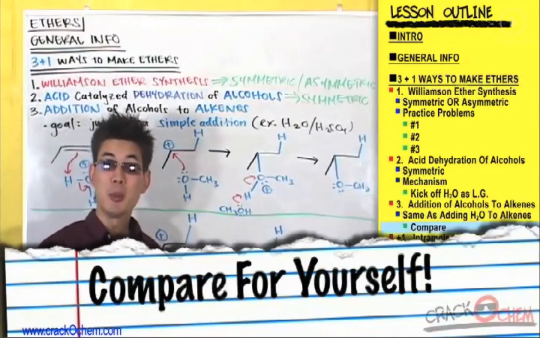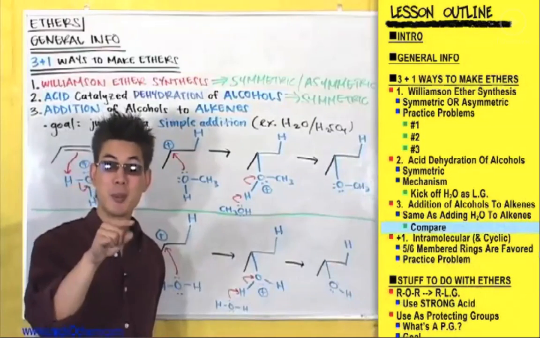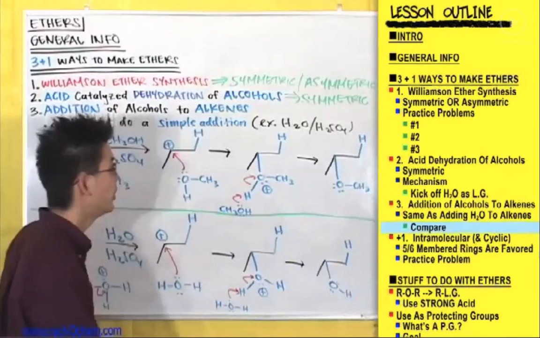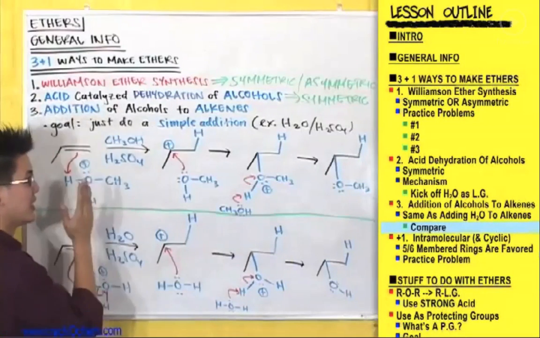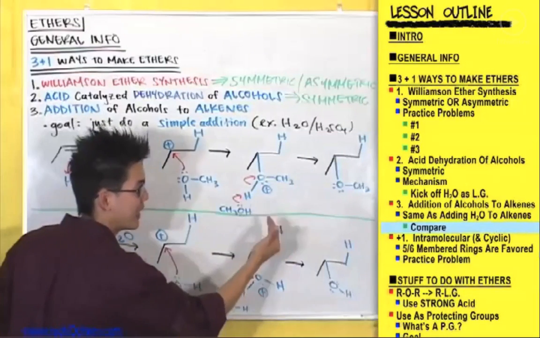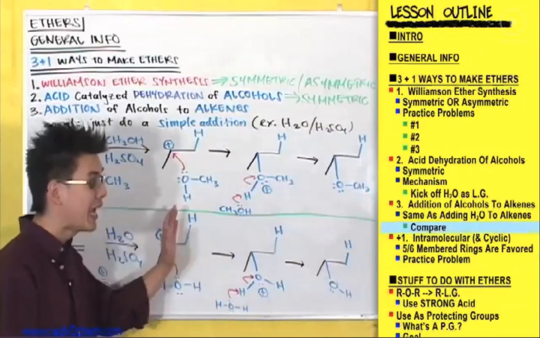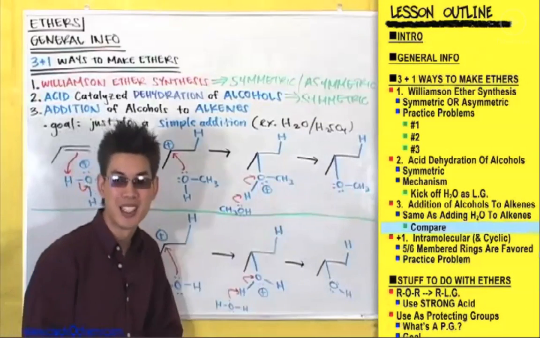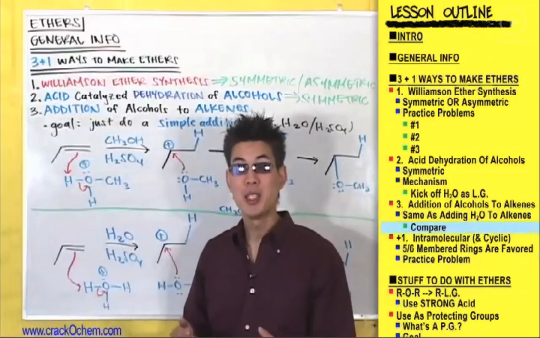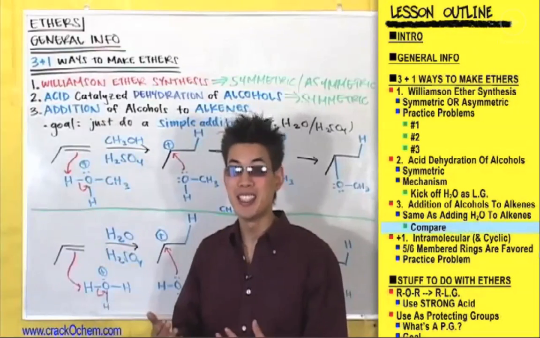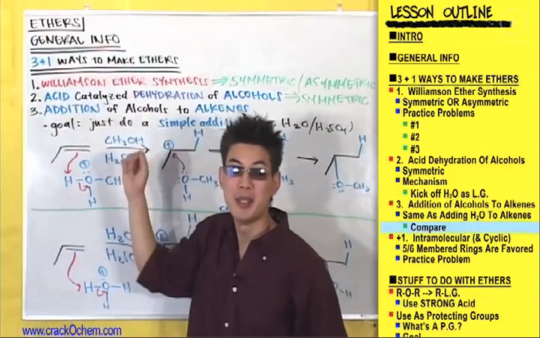Okay, so go ahead and take a moment if you want. Hit pause in your DVD player as soon as I step off screen so you can compare these two reactions step by step by step by step, so you can see exactly how similar these are. They undergo the exact same mechanism, okay? After you get that down, then we can move on to our last way to make an ether, which is our +1 way to make an ether.